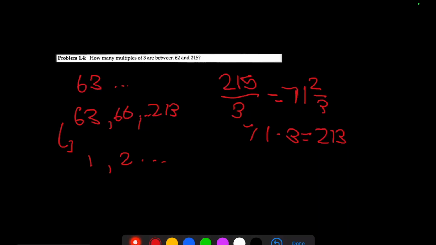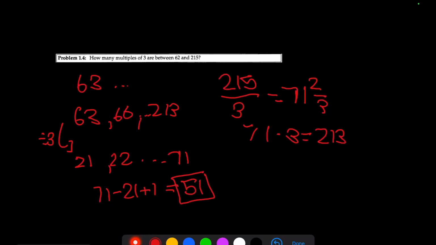So what we could do instead is to divide the entire thing by 3. And that gives you 21, 22, and now we go to a list that makes sense. And it will go up to 71. Now we know how to count this. 71 minus 21 plus 1 is equal to 51.